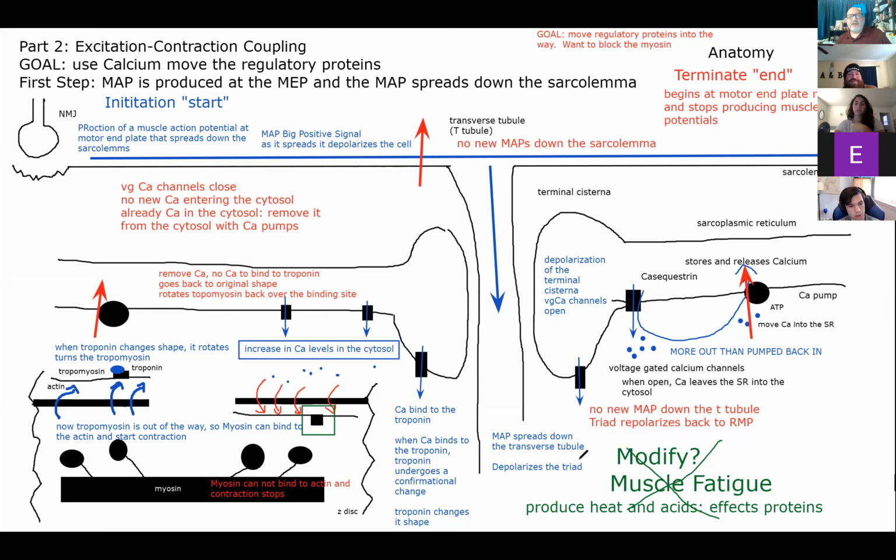All right, excellent. So those three, and then initiation of excitation-contraction coupling, and termination of excitation-contraction coupling. So far, 5 possible essay questions. And like I said, I guarantee you'll at least have 2.